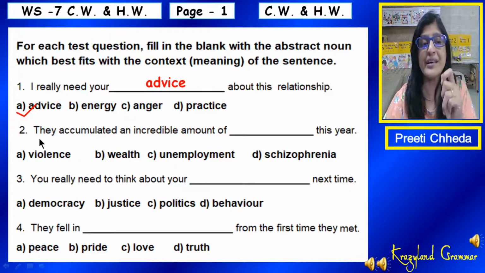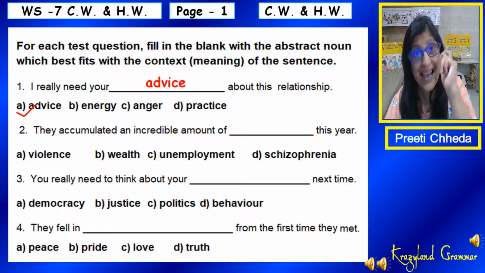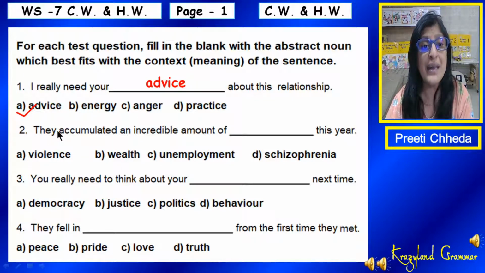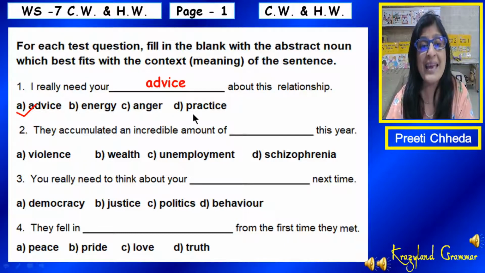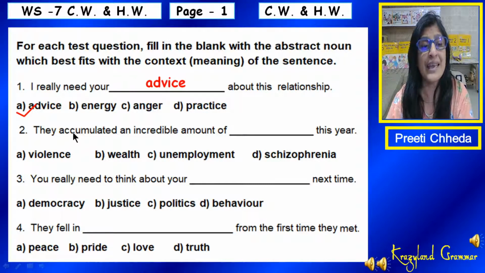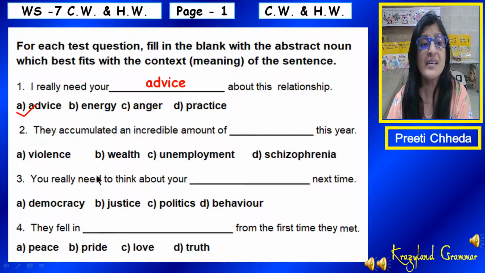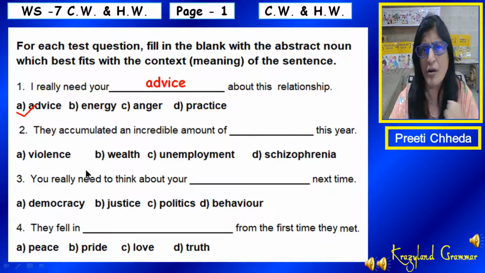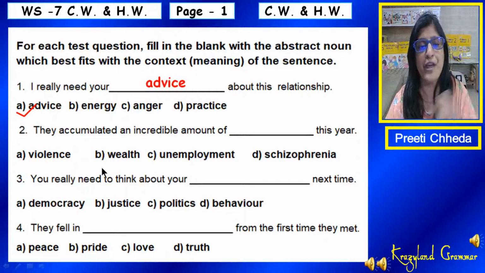Okay, now let us read number two. You need to read carefully, properly, and understand. They accumulated. Now accumulated means collected. They accumulated an incredible amount of dash this year. Incredible means too much, a lot of. A, violence. Do you know the meaning of violence? Yes, fighting, these are called violence. And wealth, money, property, gold, they are called your wealth.